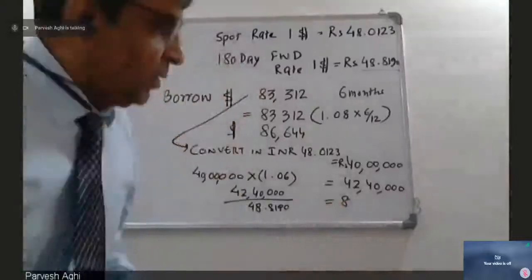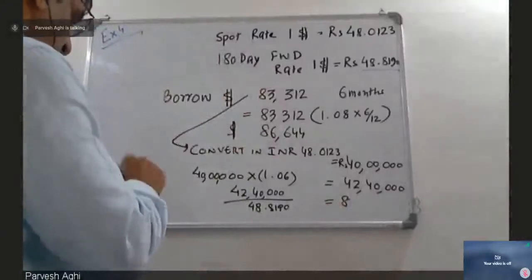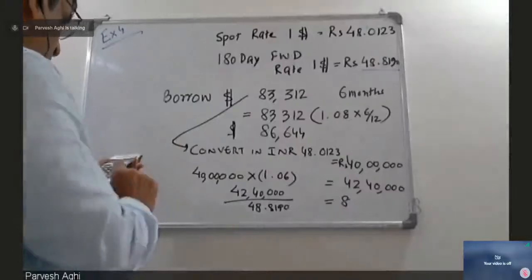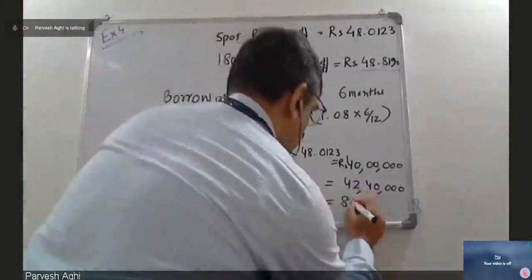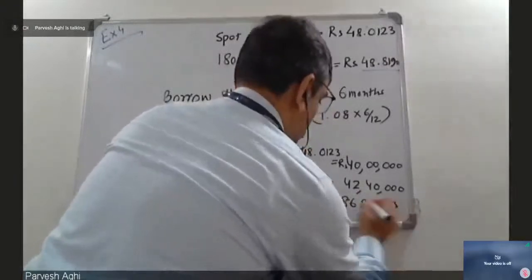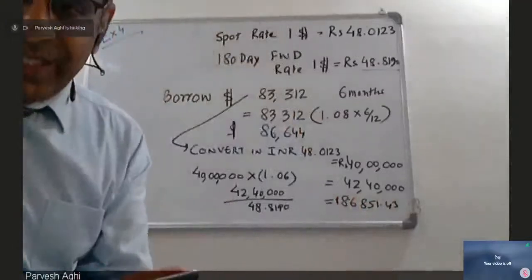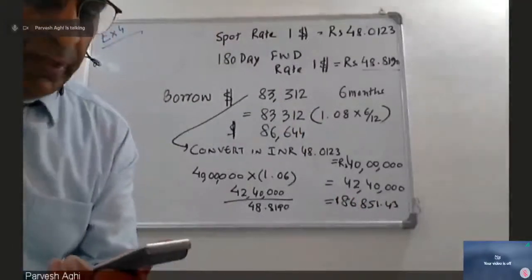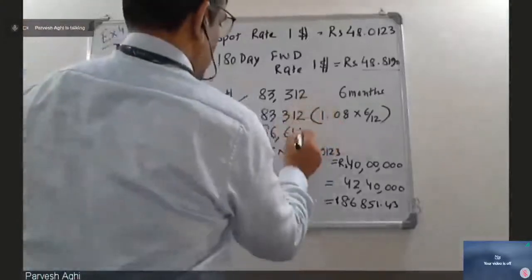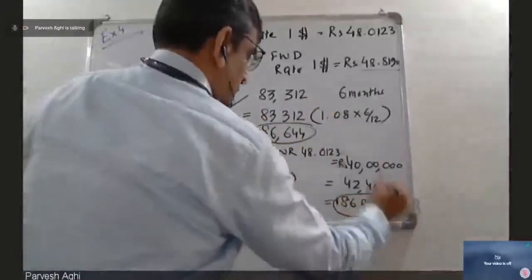So I'll just calculate 42 lakh 40,000 divided by 48.8190. So I have 86,851.43 dollars. Okay, so I have got this much amount, 86,851.43 dollars. And how many dollars was I supposed to pay? So I have got this many dollars. So this is my gain.